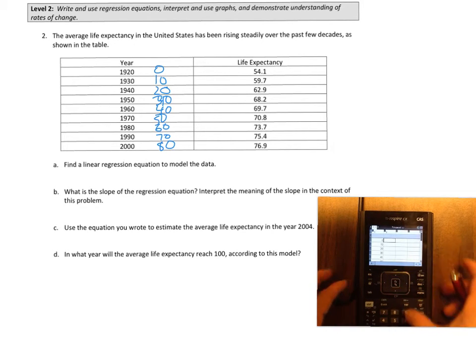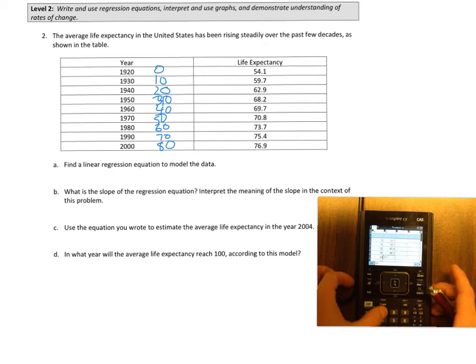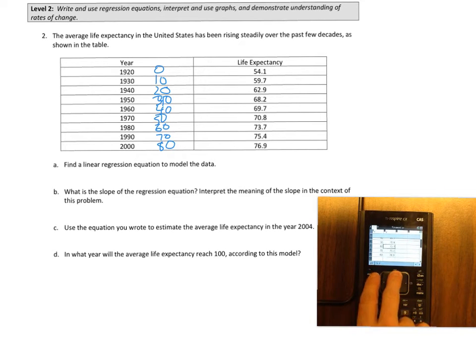And then I go back to my Y values and enter those: 54.1, 59.7, 62.9, 68.2, 69.7, 70.8, 73.7, 75.4, and 76.9. Be careful entering your data. Make sure you enter it accurately, and you should always have the same number of X values and Y values or it won't work.